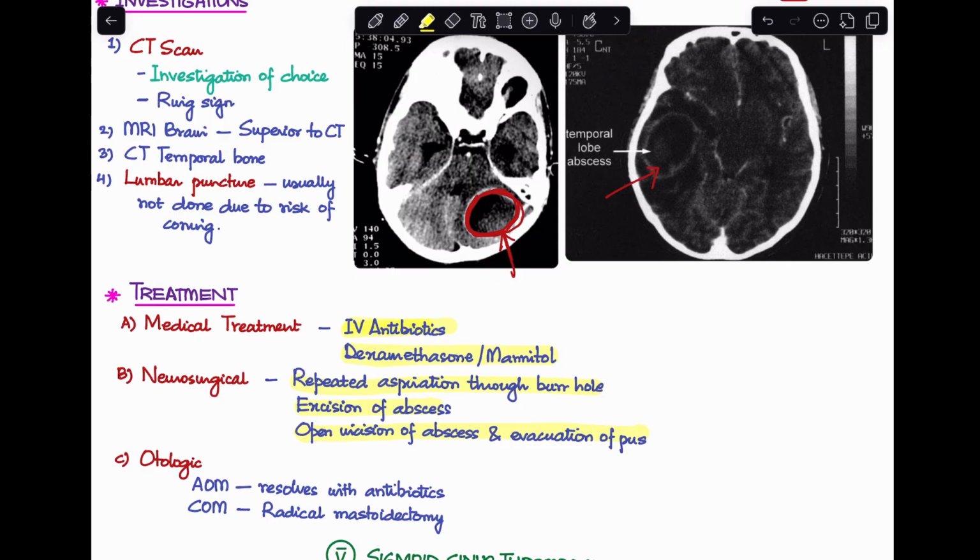Lastly is dealing with the otologic aspect of the disease. In case this has developed from a case of acute otitis media, we resolve it with antibiotics. And if it has come from a chronic otitis media, we have to perform a radical mastoidectomy. So that's all about otogenic brain abscess.